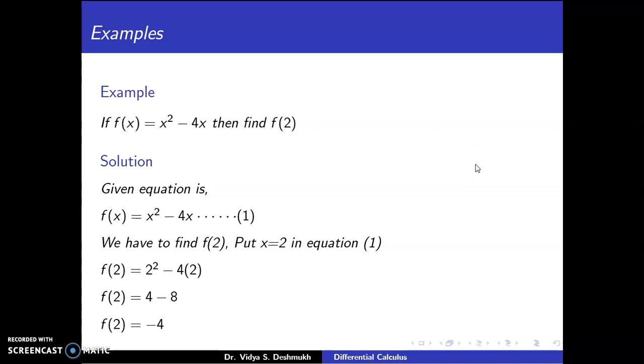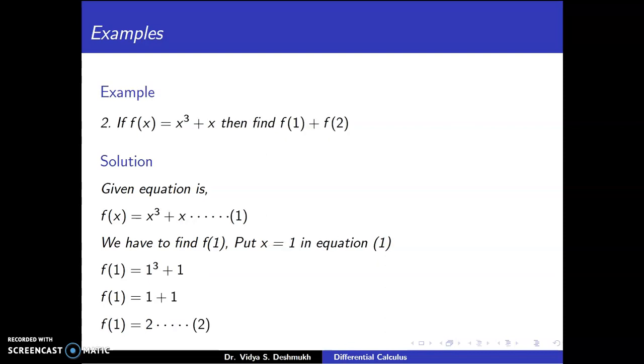So we get, instead of x, when we put 2, then f of 2 equals 2 square minus 4 into 2. That is f of 2 is equal to 2 square is 4 minus 8. That is, the value of f of 2 is equal to minus 4. Here we get the value of the function f of x at the given point x equals 2, and that is minus 4.